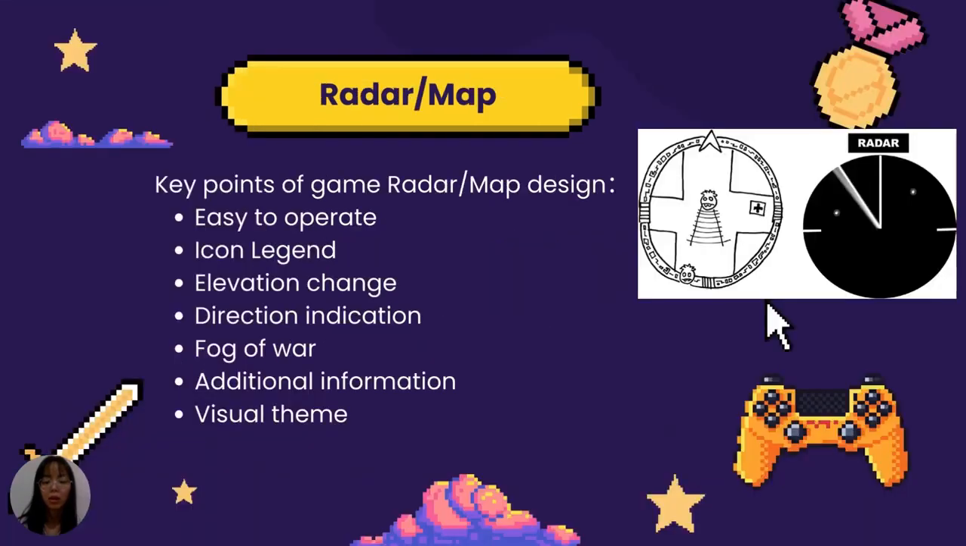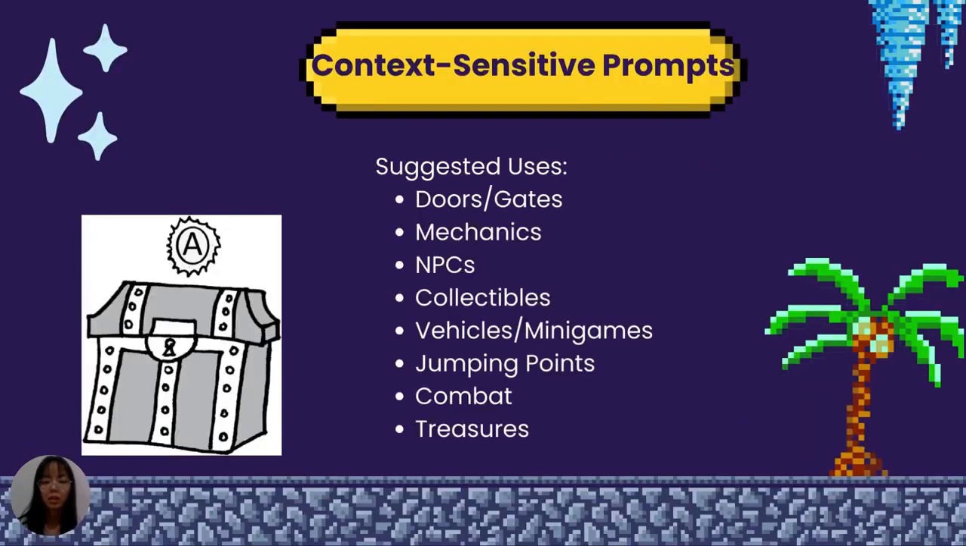Next is the map. Game maps should be clear, interactive, and narrative-aligned, offering detailed and manageable information. Smooth usability and additions like direction tips make for an immersive gaming experience. Next is context-sensitive prompts, which are text that appears when players are next to an object or character with which they can interact. Here are some suggestions. For example, a door opened or locked indicator.